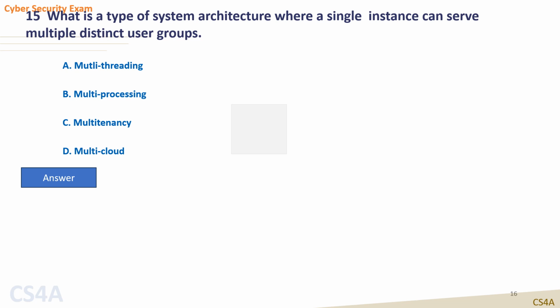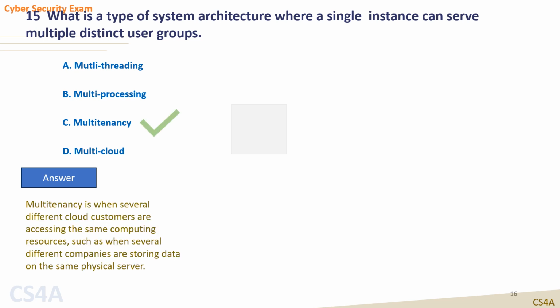So in cloud terms, we use multi-tenancy to serve multiple distinct user groups with a single instance. So multi-cloud is not a correct answer. So option C is the correct one.